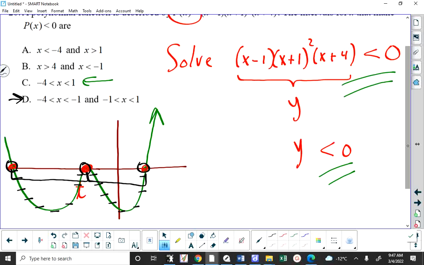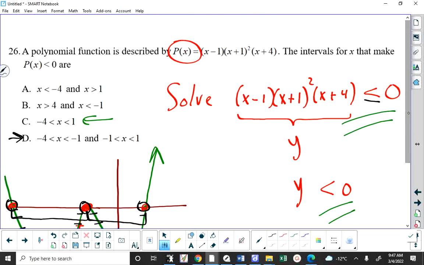Okay. Interestingly enough, and I don't know that you would ever see this on a diploma exam, but sometimes I feel as though when the diploma exam is written, you just take your chances, right? It could be anything. If the question would have said, where is p of x less than or equal to 0, then this would have been the answer. It would include those dots. Is that okay? All right, good. Other questions?